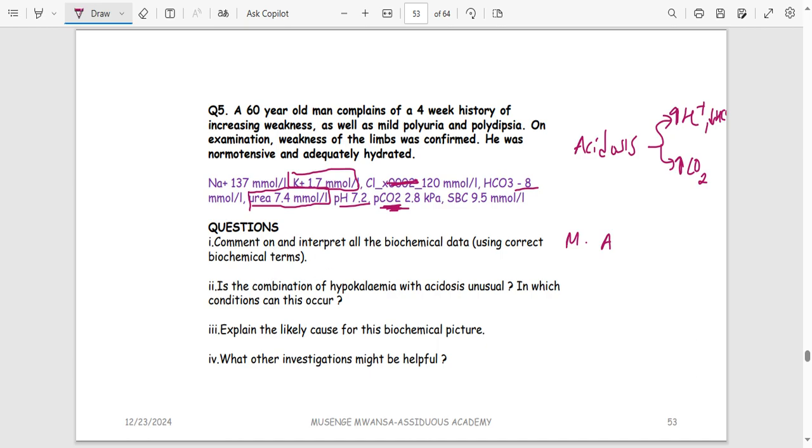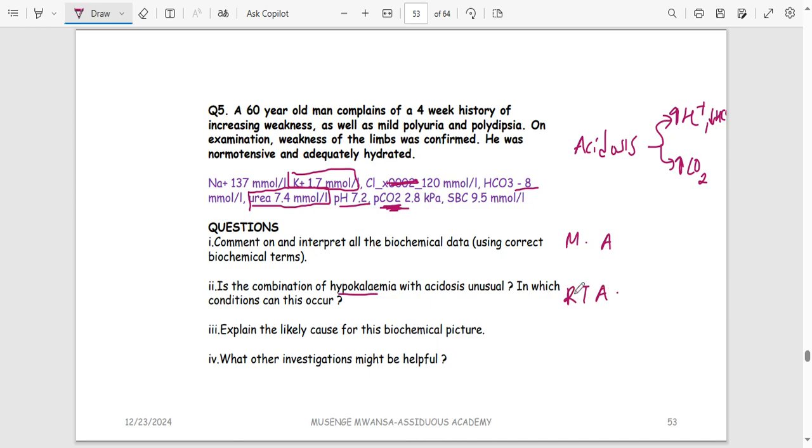Is the combination of hypokalemia with acidosis unusual? In which condition can this occur? Anyone that can answer for this one? Anyone? So, is the combination of hypokalemia with acidosis unusual? Yes, it is unusual, isn't it? In which conditions can this occur? Normally, this hypokalemia is supposed to happen with alkalosis. But for us, if it is acidosis, then we are thinking renal tubular acidosis.